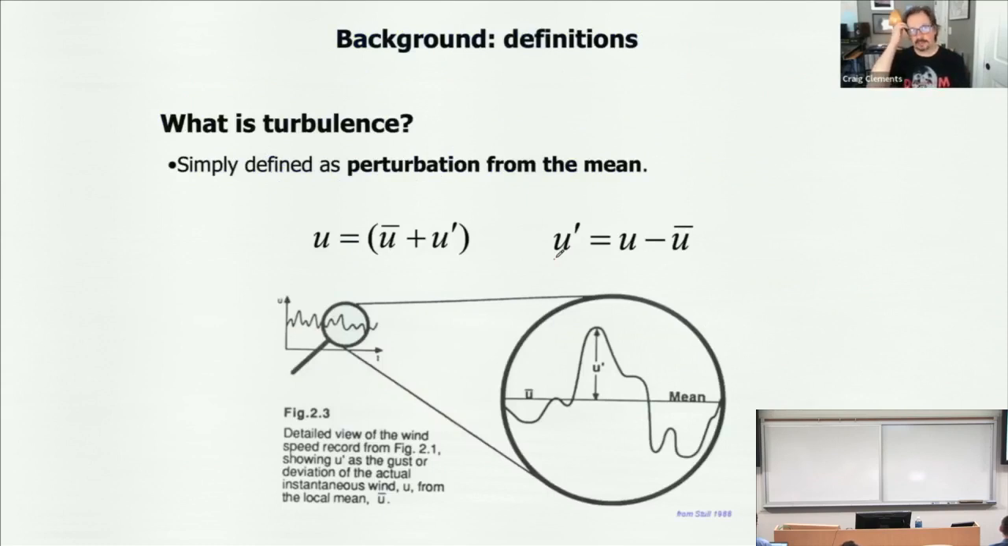So when we think about turbulence, we've been talking about turbulence and wind shear, but we can define it basically as a perturbation from the mean. If we have a time series of data, a wind speed, u, and we take an average, which would be u bar, we subtract the average from the actual wind speed, and we get u prime, and that's the perturbation of u. And we can apply that to anything: CO2 concentration, vertical velocity, temperature, etc.